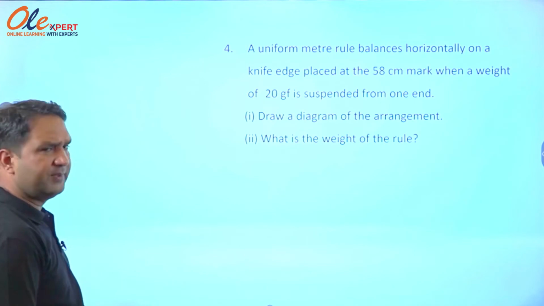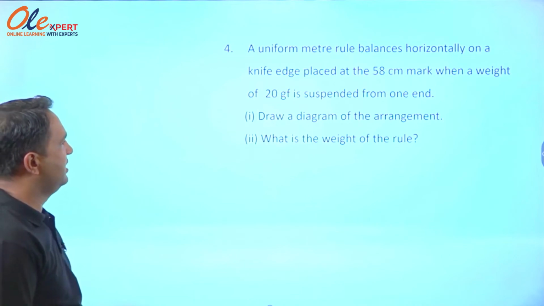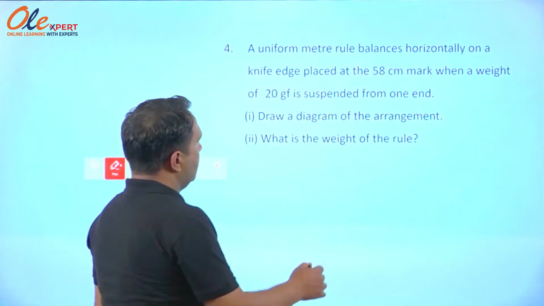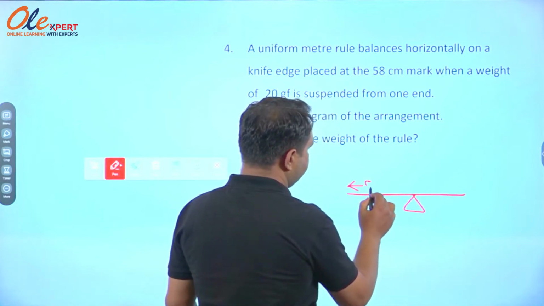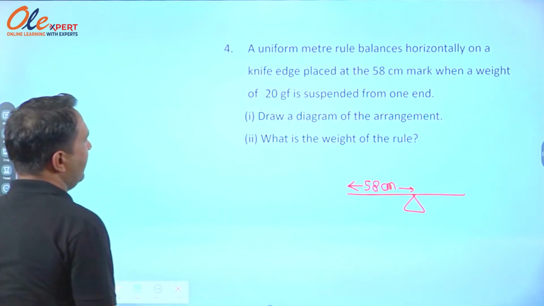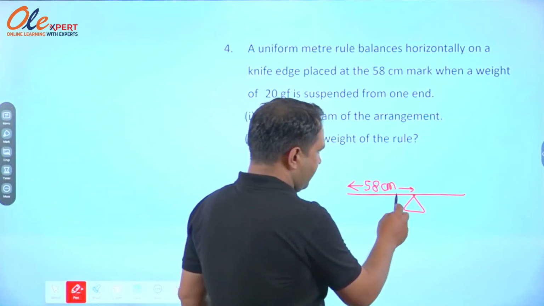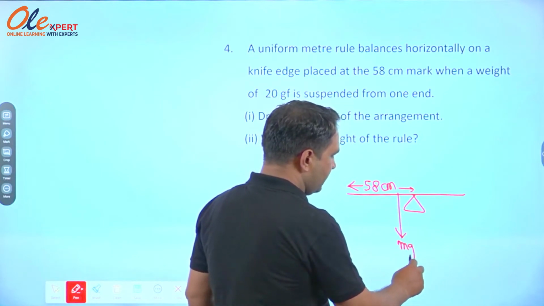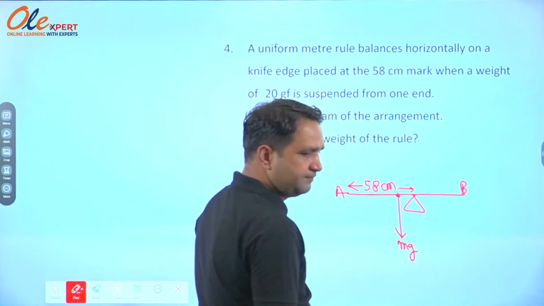Hope that you are getting the questions, how we will solve it. A uniform meter rule balances horizontally on a knife edge placed at 58 centimeter mark. Again, a uniform meter rule is balanced at 58 centimeter mark. When a weight of 20 gf is suspended from one end. Now its weight must be at 50 centimeter mark. The weight of this meter rule AB will be at 50 centimeter mark, right?